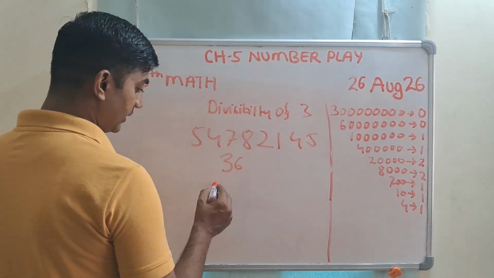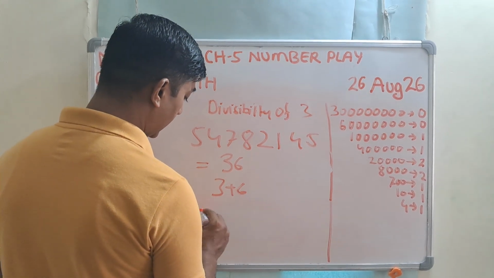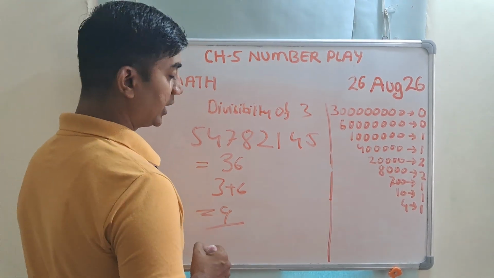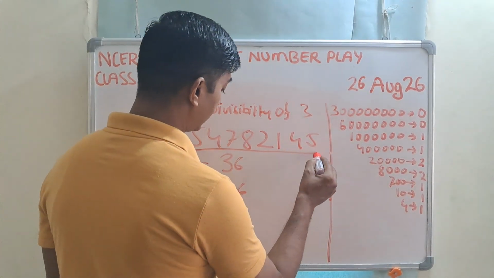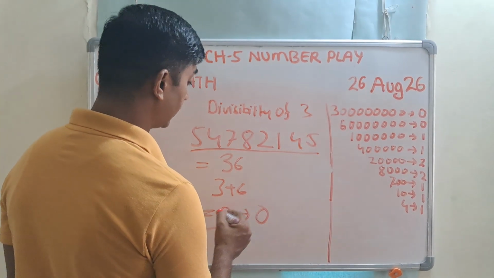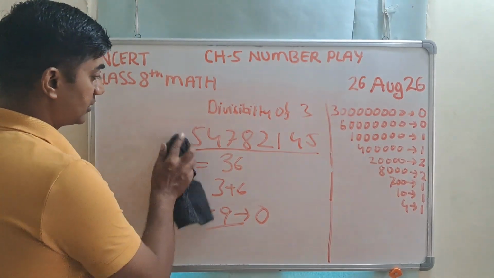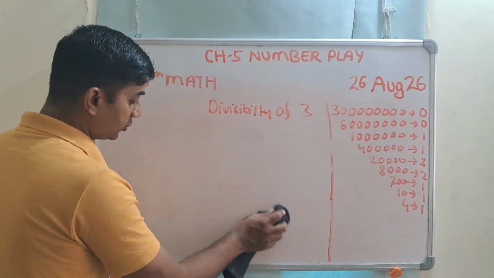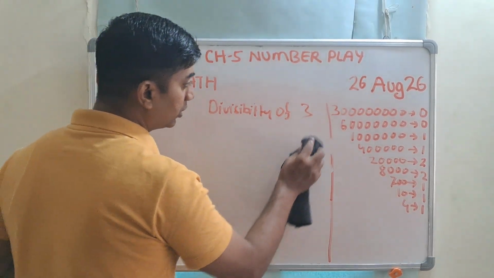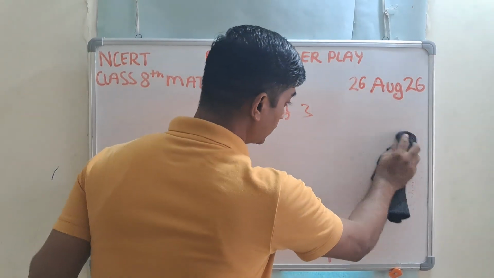Luckily the sum is 36, and when we add 3 plus 6, we get 9, and this 9 is divisible by 3, so this number is also divisible by 3. In this case our remainder is 0. So this is the divisibility rule of 3, and it is very easy to apply, but to understand the concept, how that divisibility rule developed, you should also know.